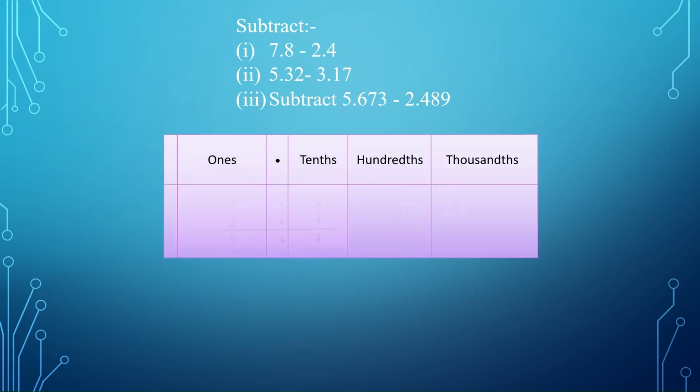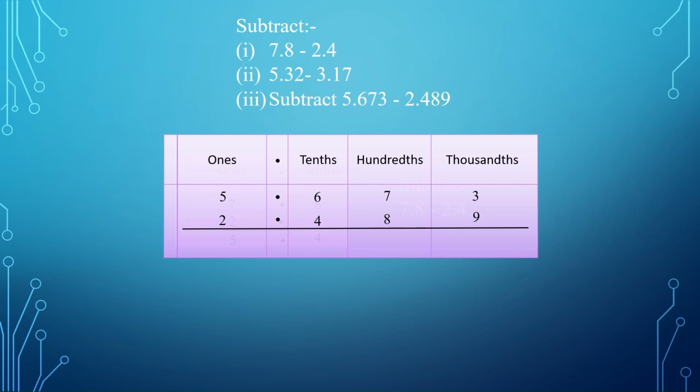Now take the last one. For that we have thousands place also. So you write here 5.673 and then 2.489. Now start from the extreme right, 3 minus 9.